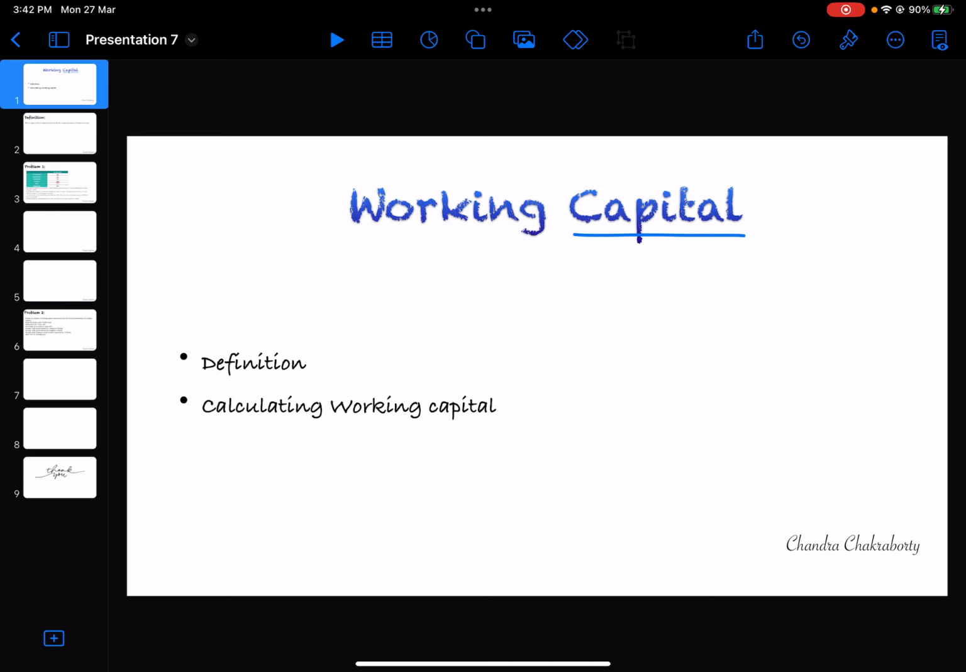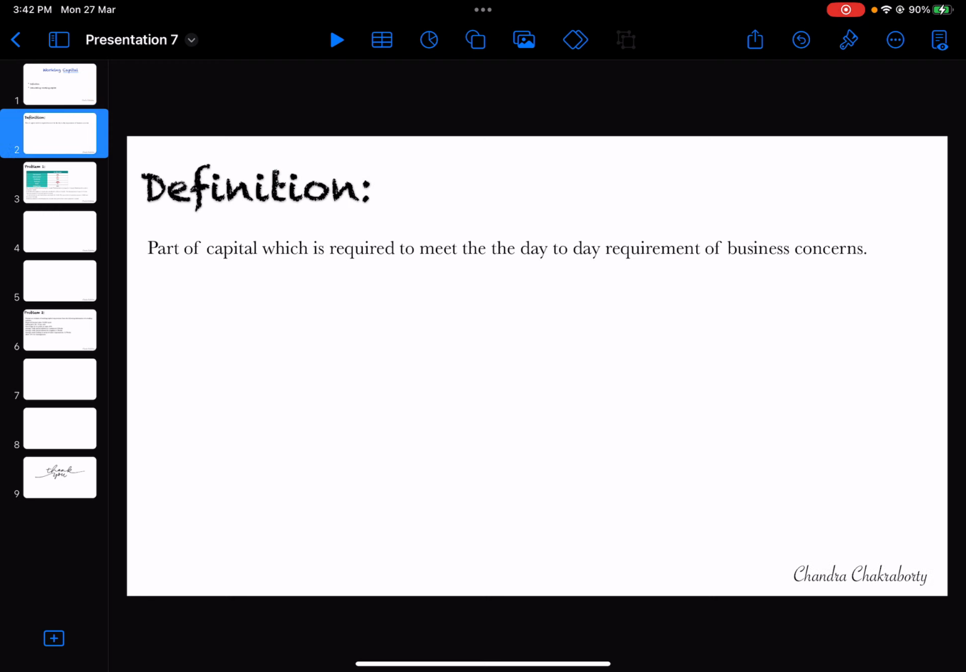So, in a business, there are operational activities that happen on a daily basis, right? There are requirements on a daily basis, isn't it? So, the part of the capital which is required to meet the day to day requirements of business concerns, the day to day operational activities, is called working capital, right?